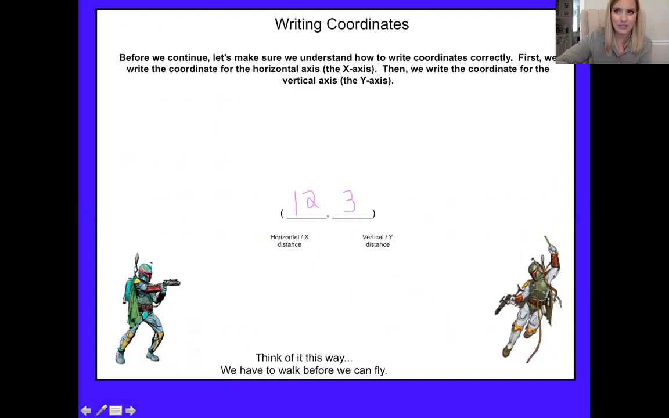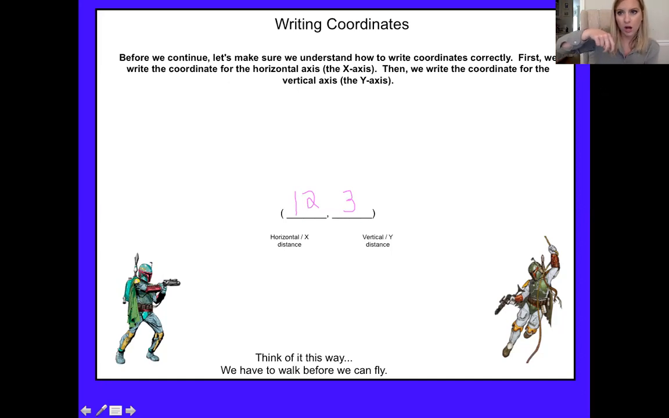So I'm going to read the top of my page here. Before we continue, let's make sure we understand how to write coordinates correctly. First, we write the coordinate for the horizontal axis, the x-axis. Then we write the coordinate for the vertical axis, the y-axis. So I went 12 spaces horizontally and 3 vertically. So I always put x first. 12, 3.